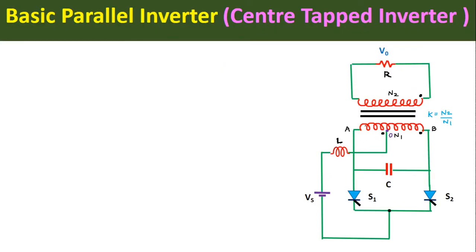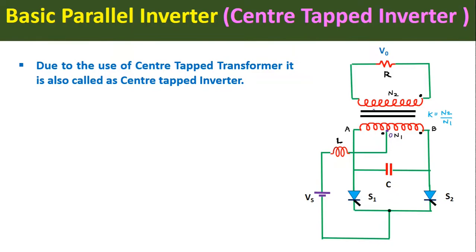This is the circuit diagram of this basic parallel inverter. Here you can see we are using a center tap transformer. Because of the use of this center tap transformer, it is also called the center tapped inverter. And here we are also using two thyristor switches S1 and S2.